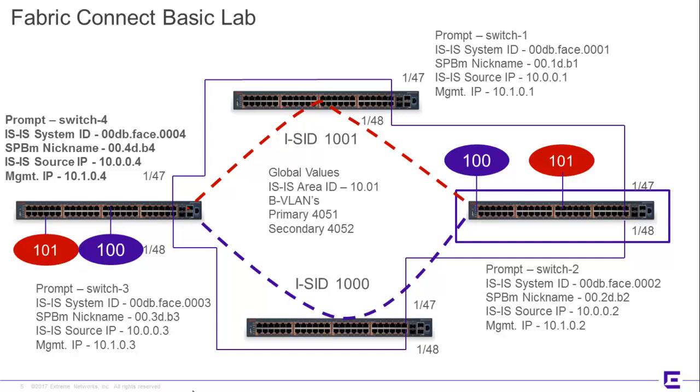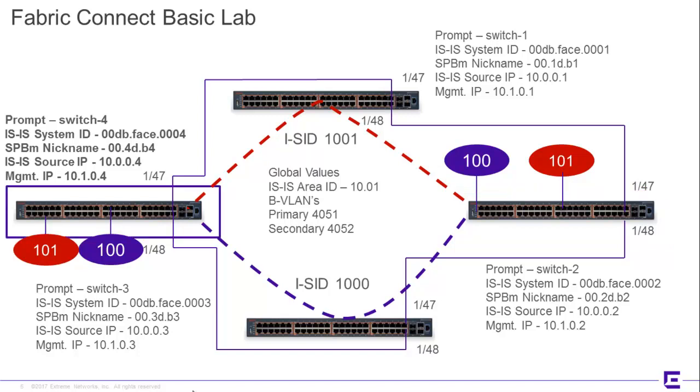Now, once we're done with looking at switch 2, we will then come back and look at switch 4. And at that point, we will start to set up and provision VLAN 100 and VLAN 101, and we will associate VLAN 100 with ISID 1000 and VLAN 101 with ISID 1001. So we're really going to be moving between switch number 2 and switch number 4 in this specific exercise. Before we go any further, let's bring up our command line interface.